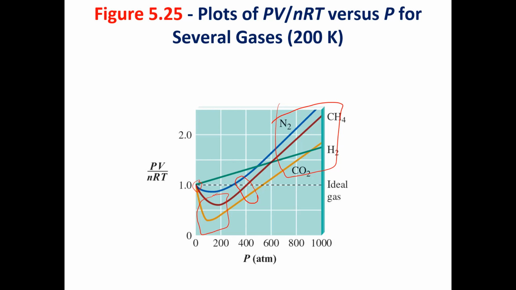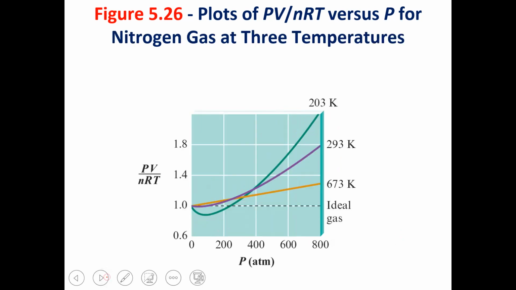ideal behavior. We can do a similar plot at various temperatures, and at lower pressures here we're kind of around the line. But once we get to higher temperatures up here and higher pressures, we find that we're nowhere near ideal behavior for PV equals nRT.